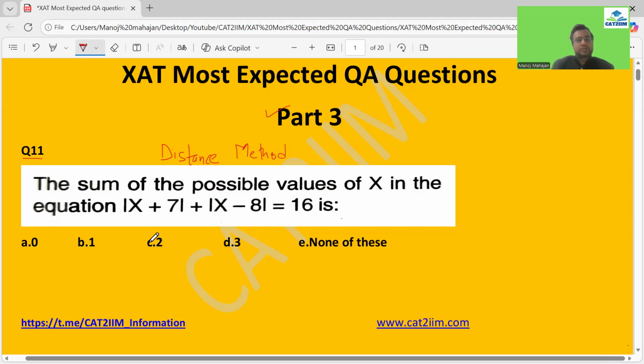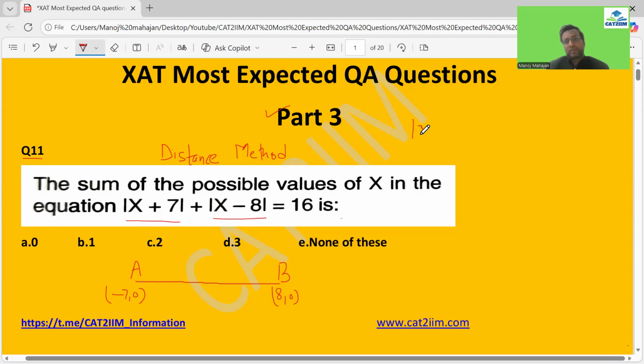In the distance method, I'm drawing a number line. Now let's see the modulus of x plus 7. This would be 0 at minus 7, so I'm using the coordinate minus 7 comma 0. Let's say there is a person A standing over here. The other expression is 0 at 8, so I'm using the coordinate 8 comma 0, and there is another person B out here.